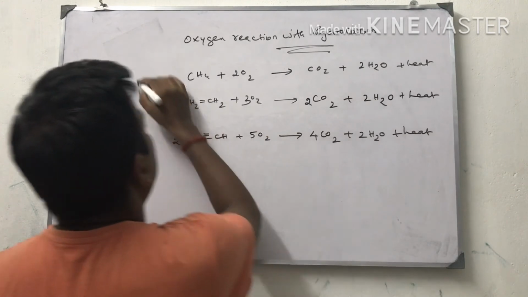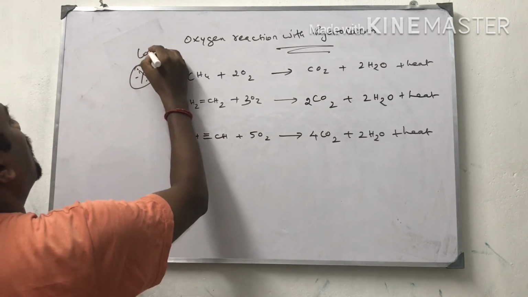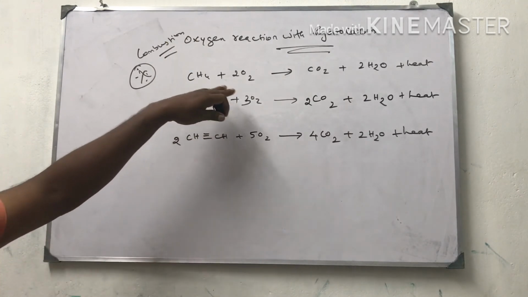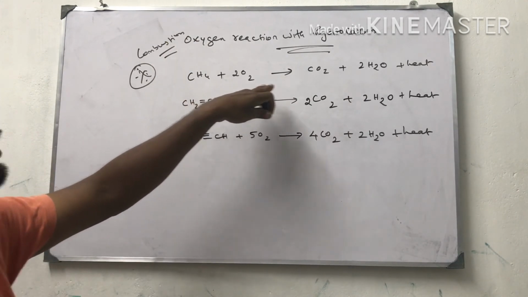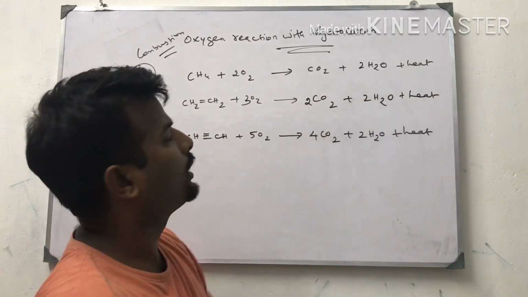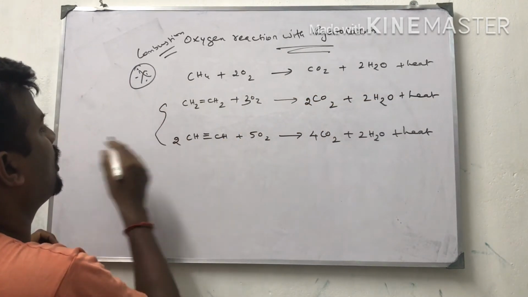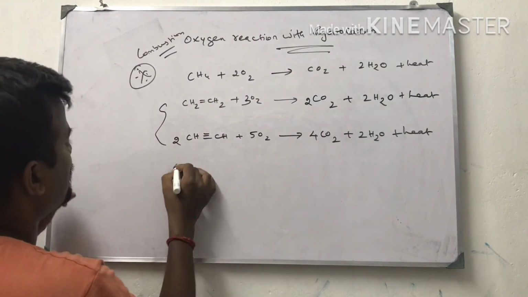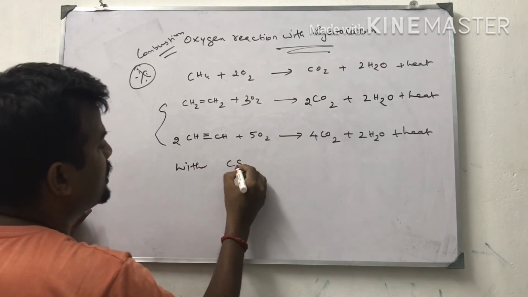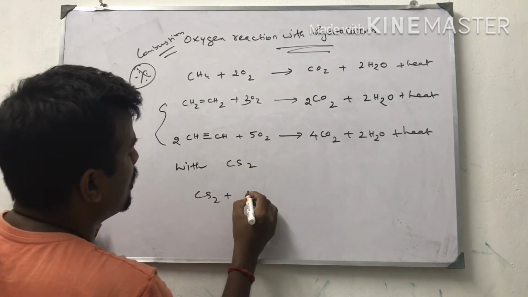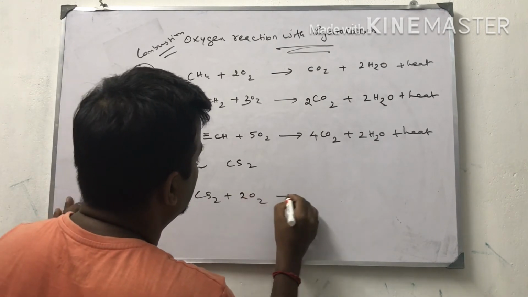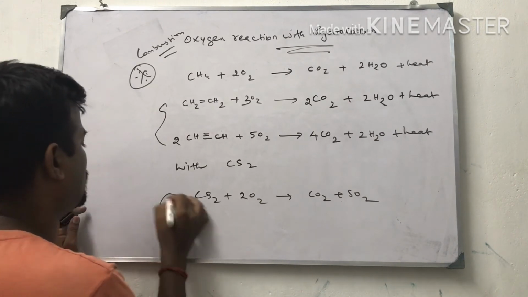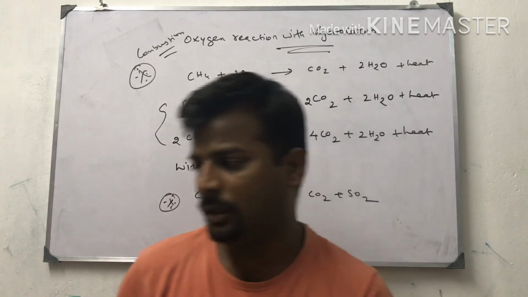So this is a very important reaction, the combustion reaction. In this type of combustion reaction, methane is a fuel that reacts with oxygen to give carbon dioxide, water vapor and heat. The same type of unsaturated compound also gives the same products. This is oxygen reacting with carbon disulfide. Next reaction: CS2 plus 3O2 gives CO2 plus 2SO2. This is also a very important reaction. These are some reactions based on oxygen.